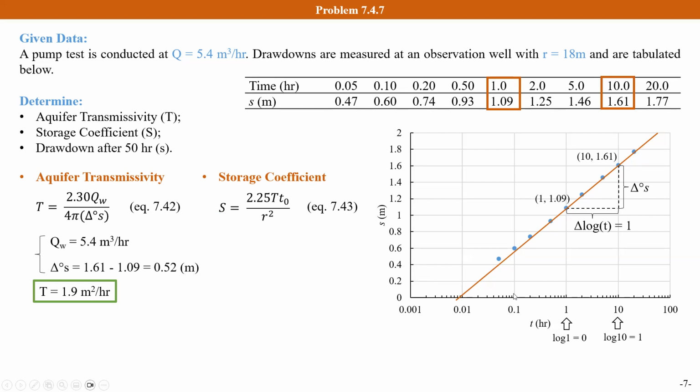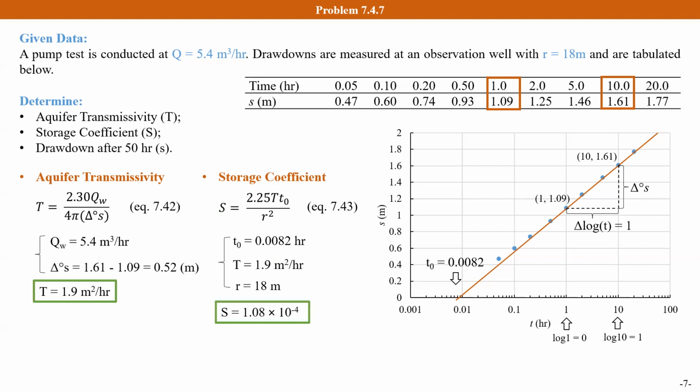So from this plot, we can read the T0 is close to 0.0082. Okay, so currently we can determine the storage coefficient. It equals 1.08 times 10 to the power of minus 4.